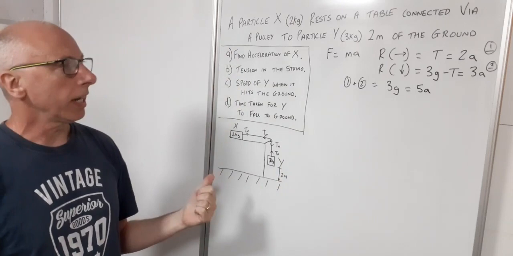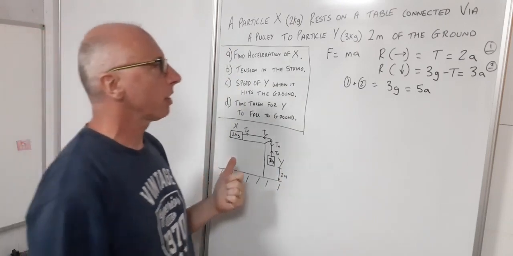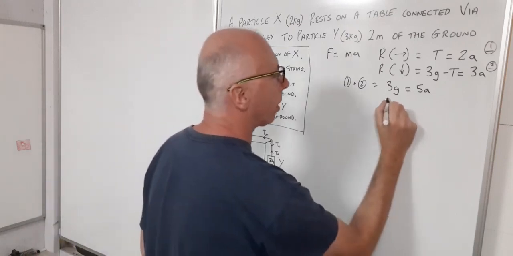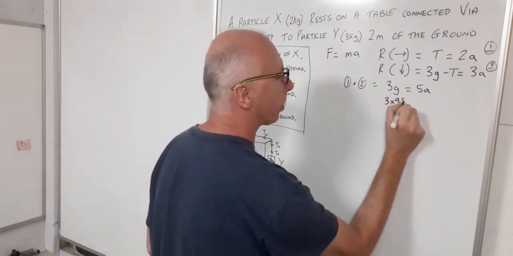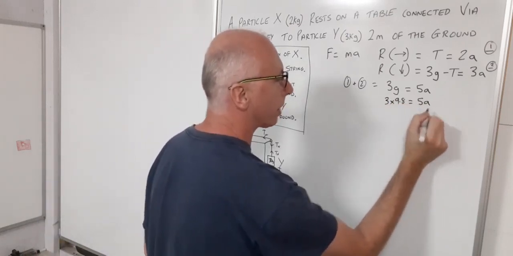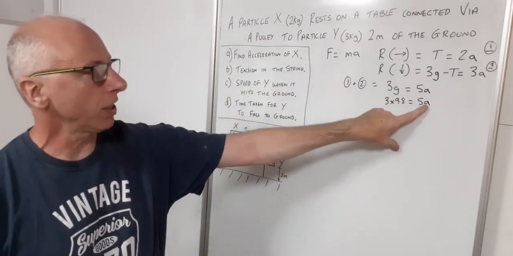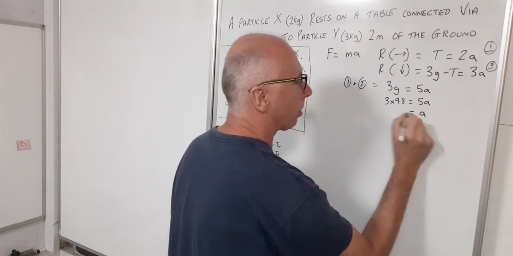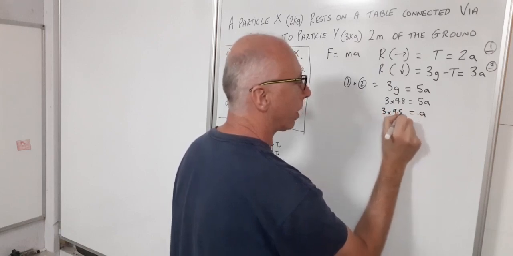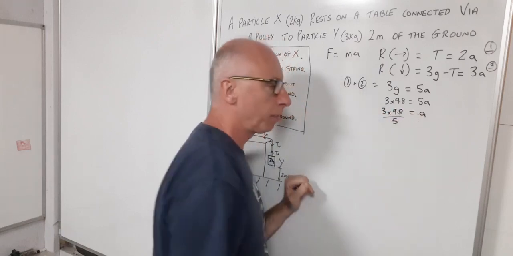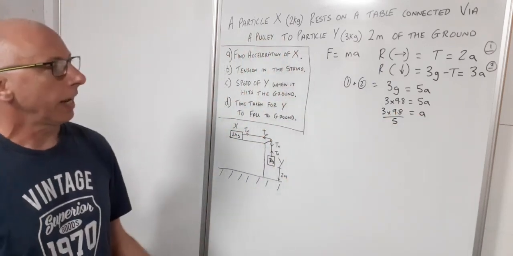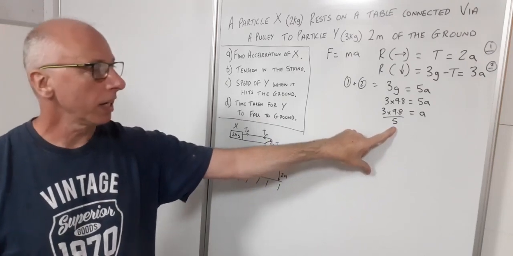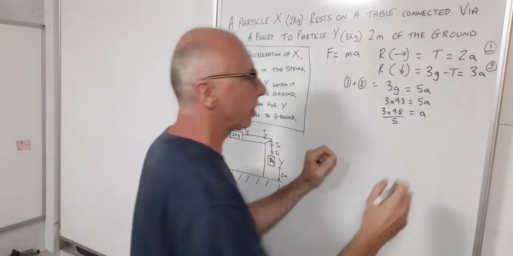Now gravity is 9.8 meters per second squared. That's the force of gravity. So I've now got 3 times 9.8 equals 5 times a. Now to find acceleration, I just get this a out of this here. So now a equals 3 times 9.8 divided by 5. Now if I put that in my calculator, I'm going to get my acceleration as 5.88 meters per second squared.